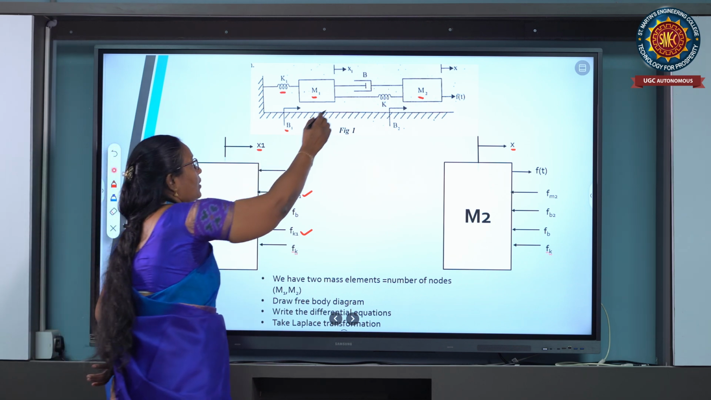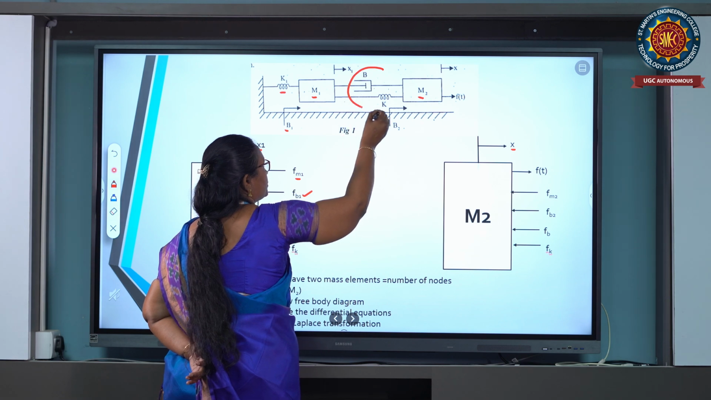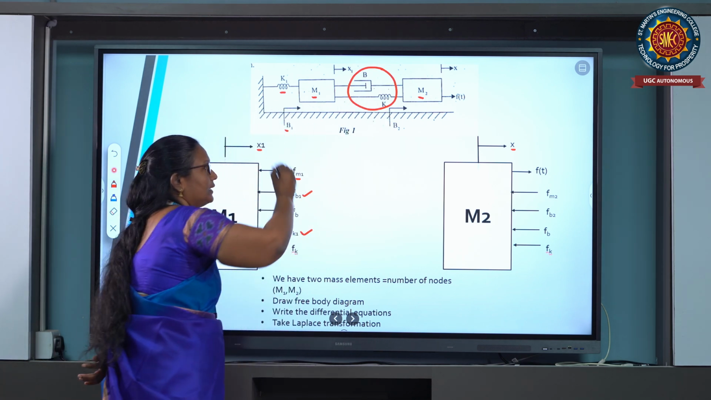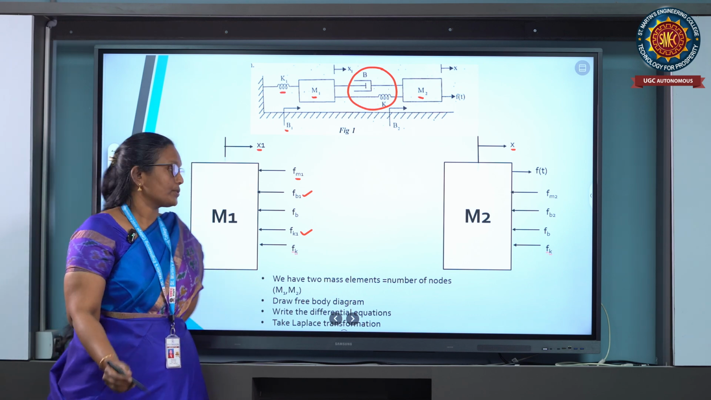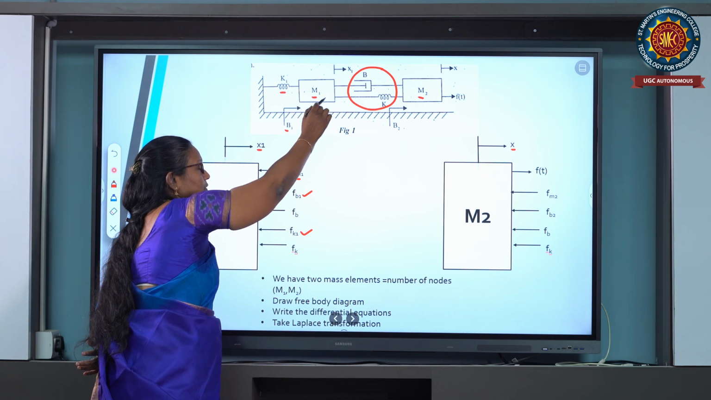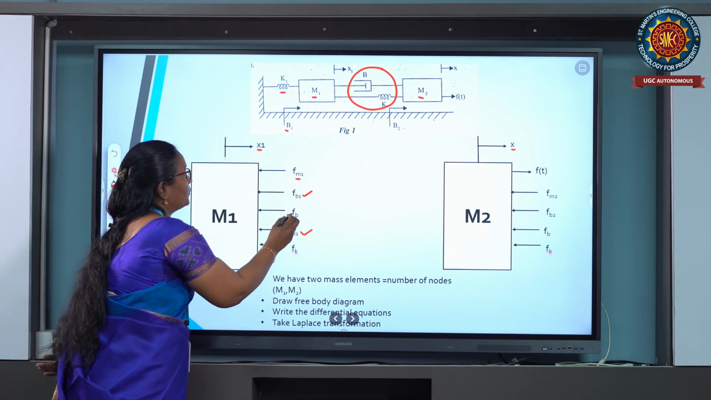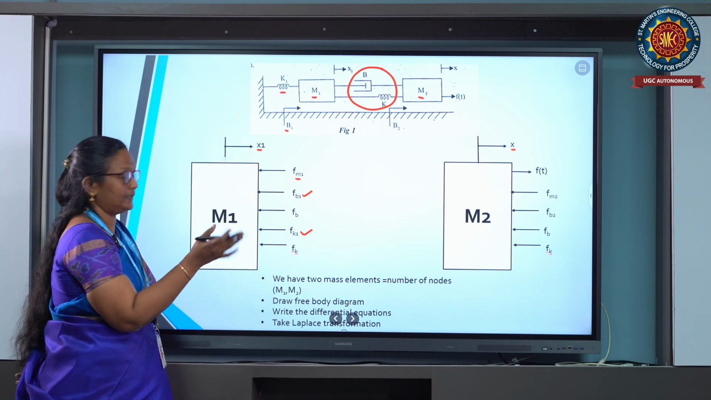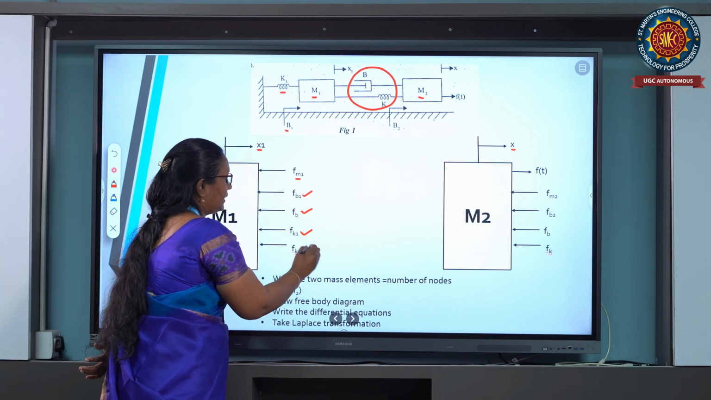Coming to the common elements that are present, these two elements are common to M1 and M2. Here this Fb, we are now referring to node 1, that is M1. So that's why we have to write accordingly. So here, first let's specify what the Fb and Fk are.